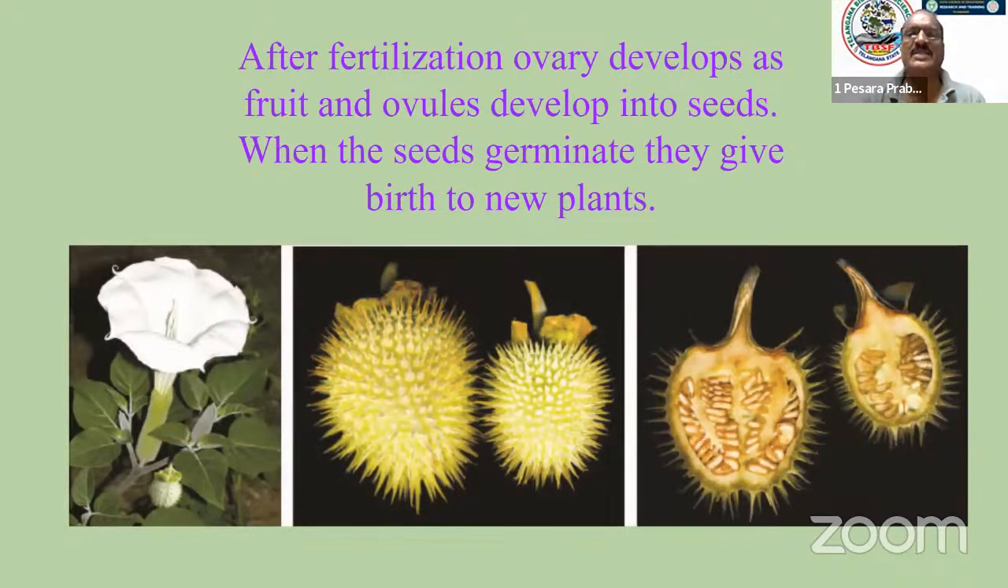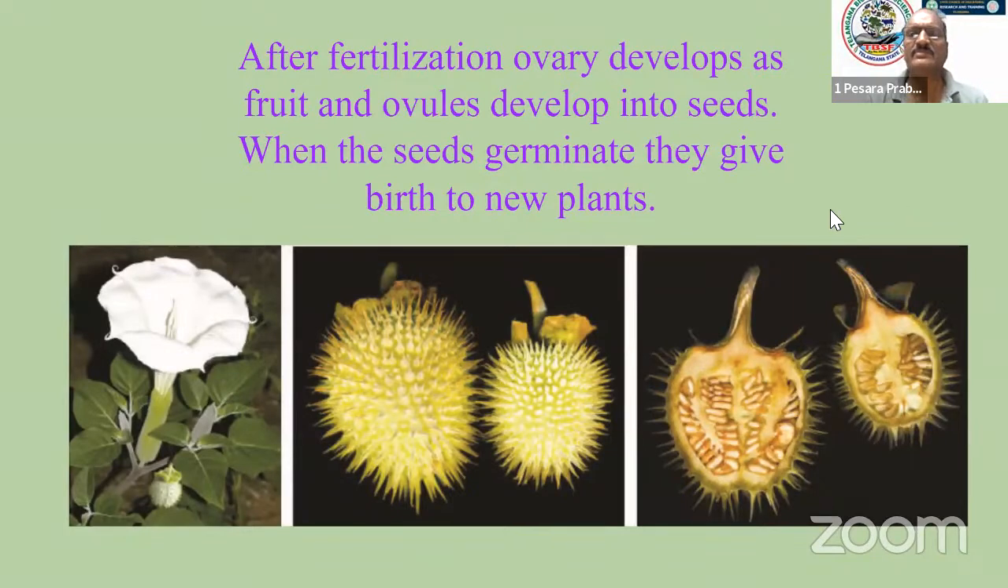When the seeds germinate, they give birth to new plants. See here, this is the flower. Here the ovary is there. Ovary turned into fruit. In the fruit, so many seeds are there. So once again, after the fertilization, ovary part turns into fruit. Remember this carefully. This is for your NMMS question. After fertilization, ovary develops as fruit. What about the ovules? Ovules turned into seeds. Ovary to fruit, ovule to seeds. Right? Okay.